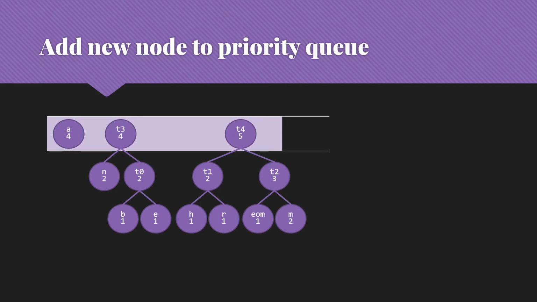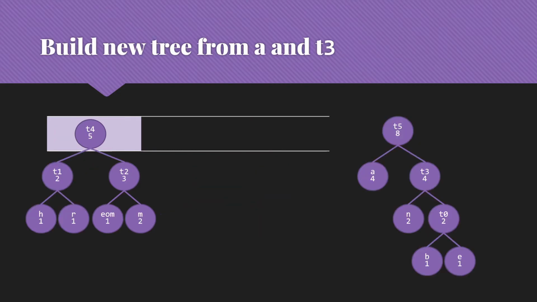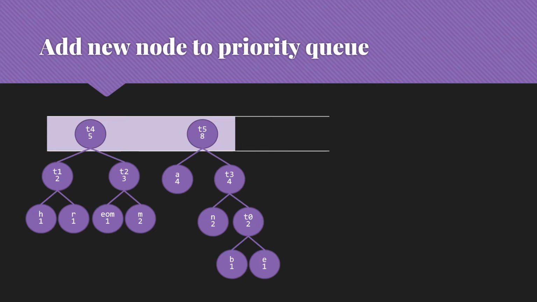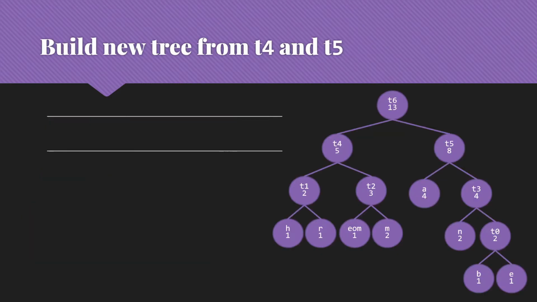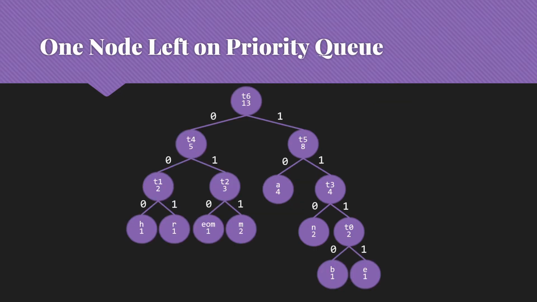Then we grab the next two, which will be A and T3. We build that node. Then we add the new node to our priority queue, build the new tree from those two items. Now at this point, we put the node back on the priority queue. It's the only thing left. When we see it's the only one left, then we know we have our final total code tree. So here is the tree we would build from our message banana hammer.